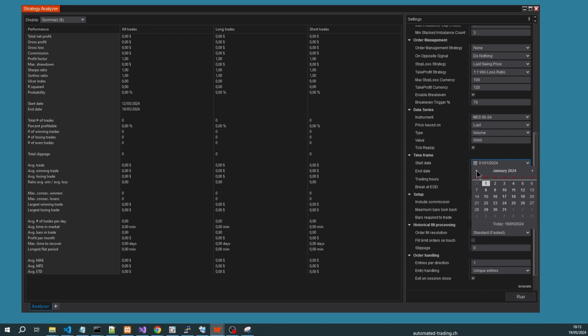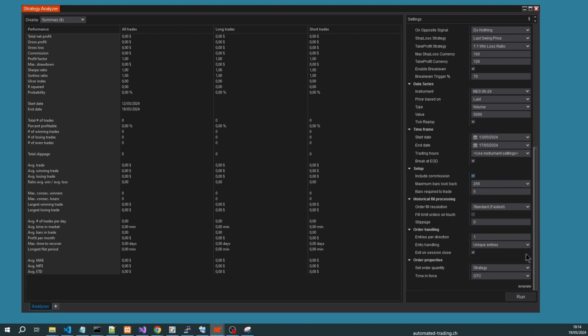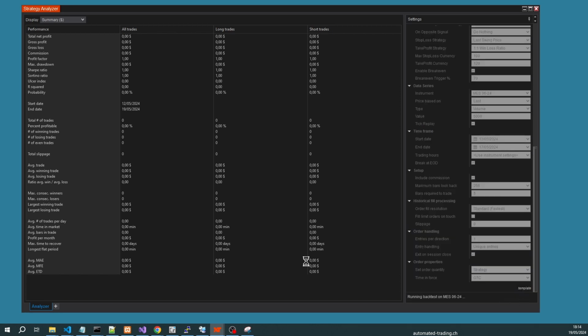And for the period, I will select the last week, starting from the 30th to the 7th. Okay, you should include commissions to reflect a realistic backtest. And I will leave the other parameters at the default values. I will hit run and we will wait a little bit.